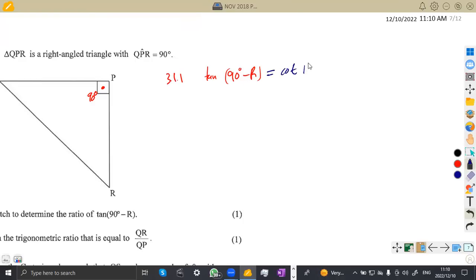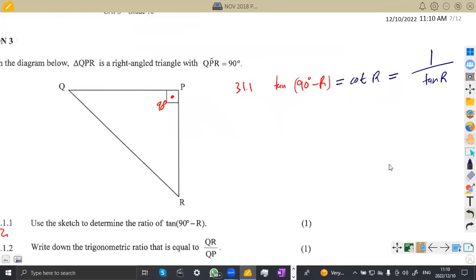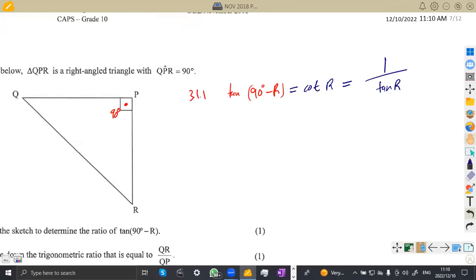So this is the same as cot R, where we know that cot is the inverse of tan, which is given as 1 over tan R. So by finding tan R, we can find this value. Remember from your SOHCAHTOA, there are so many ways of presenting this, but I usually use SOHCAHTOA. So tan R is opposite over the adjacent.